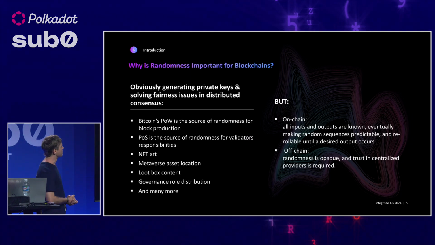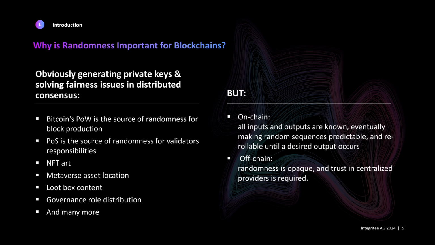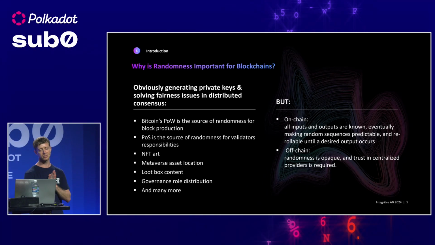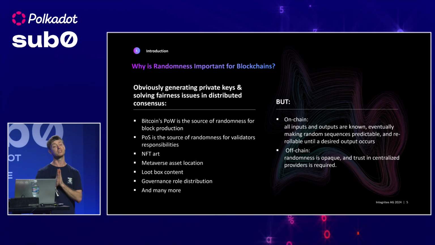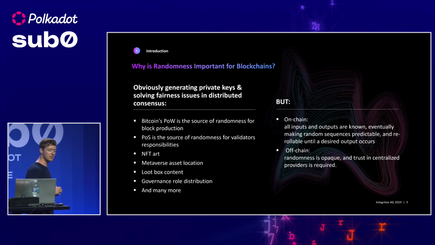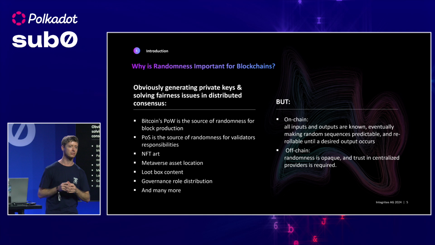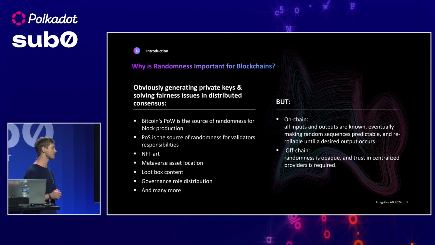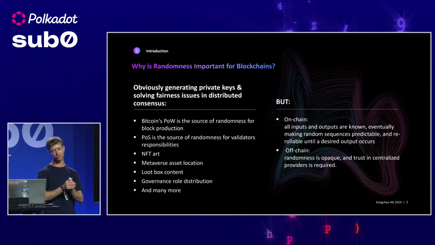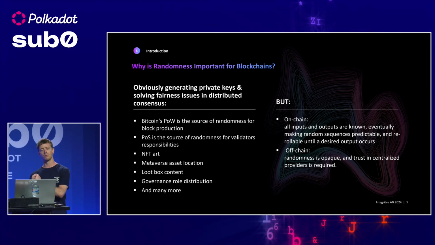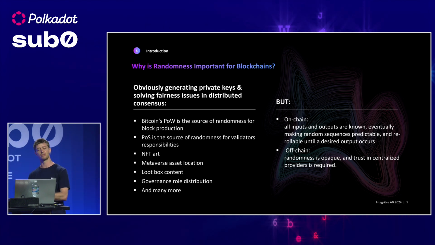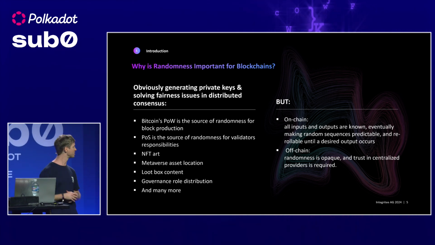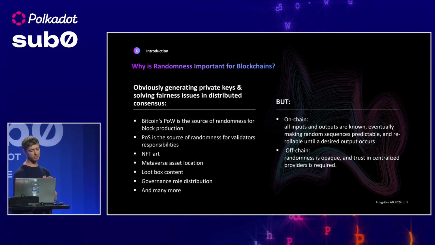Why is randomness important for blockchains? Obviously, when you create your private key, you want it to be perfectly random. Otherwise, there might be a slight chance that someone at the other end of the world will have the same private key and also access to your funds. But this is not what we're going to talk about. Randomness on blockchain is mostly used to solve fairness issues in either responsibilities or rewards. In Bitcoin, for instance, proof of work is the source of randomness for block generation. In proof of stake chains, it distributes validator responsibilities.